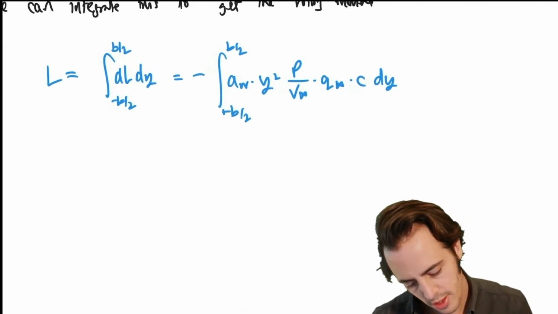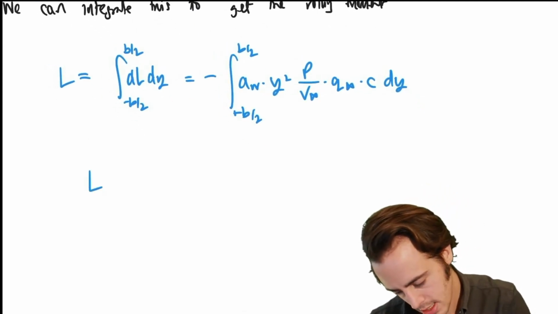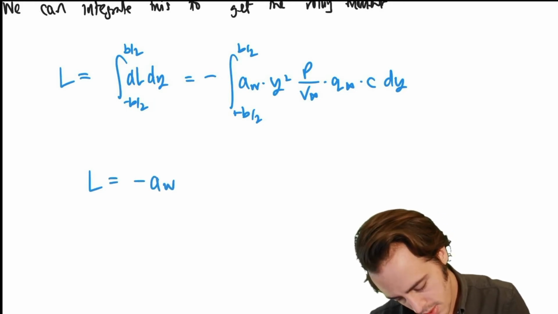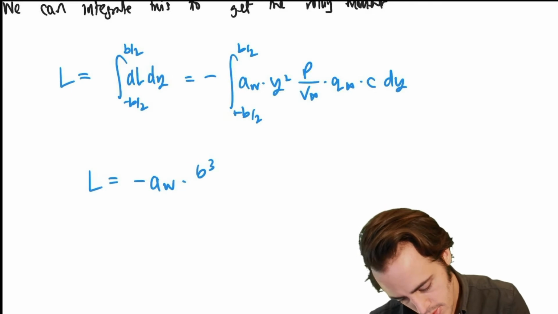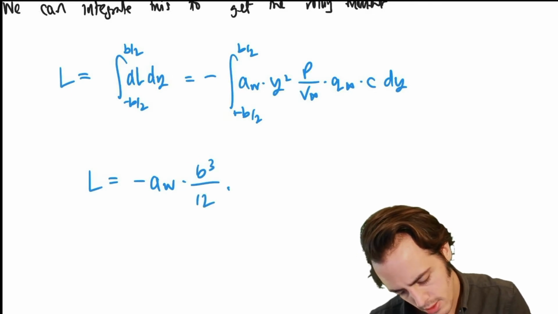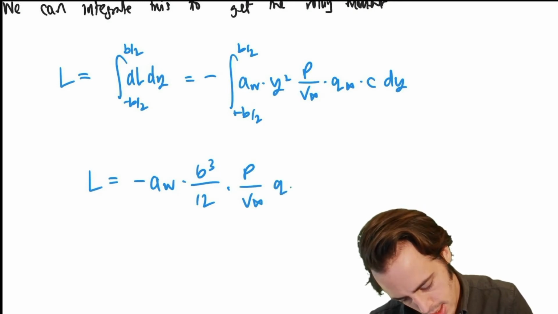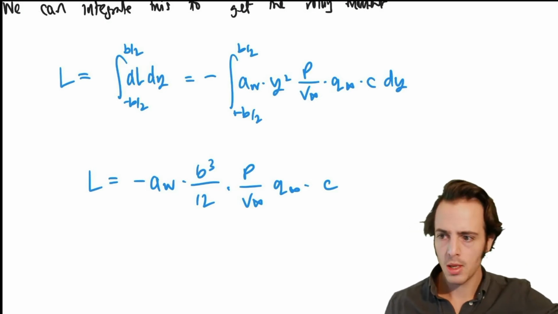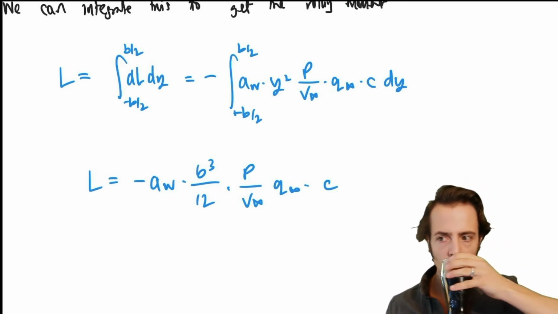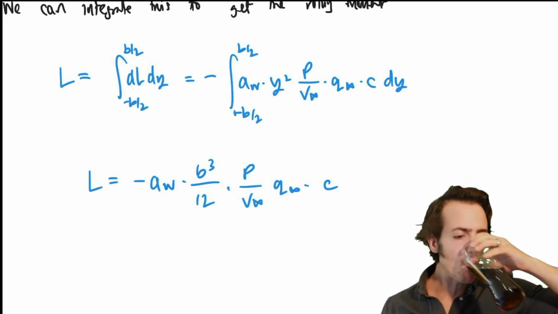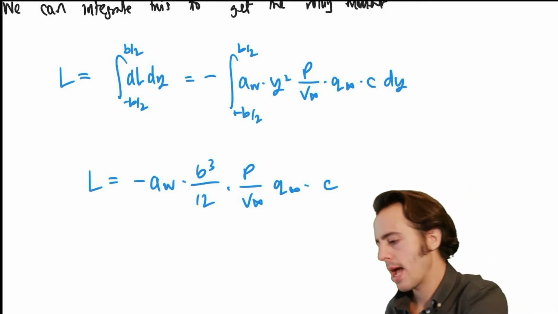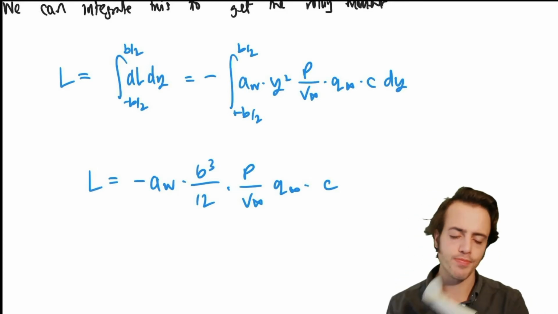Okay, so if we perform this integration and put the limits in, then we get L is equal to minus AW b to the 3 divided by 12 P on V infinity Q infinity C. And we can see here that the moment induced by a positive roll rate is a negative moment. And that's good for us.